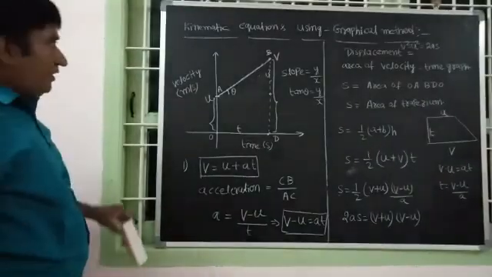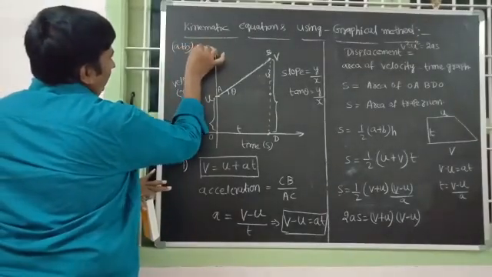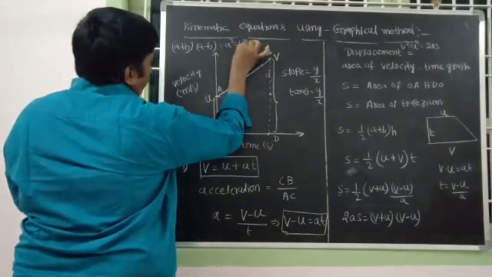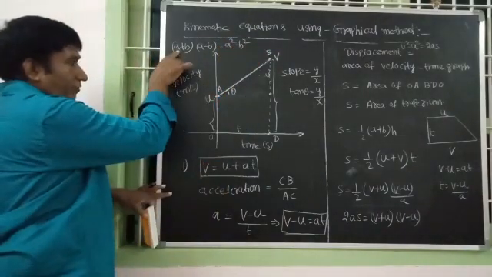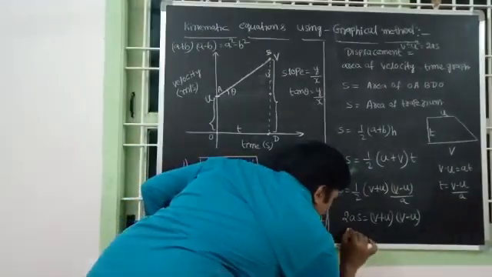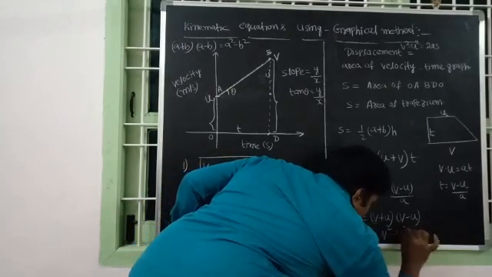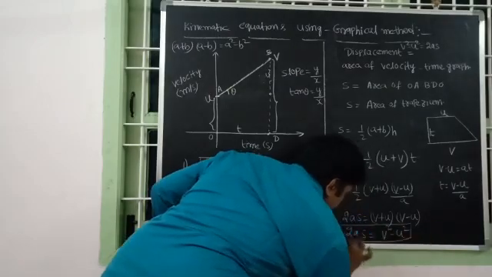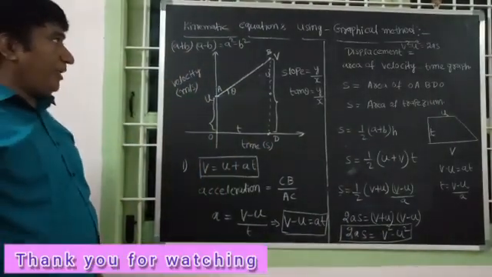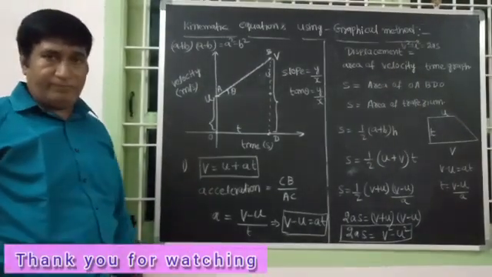If you are good in mathematics, a plus b into a minus b is nothing but a square minus b square. Instead of a, the v value, instead of b, the u value. So with the help of this, 2aS is equal to v square minus u square. These are the three kinematic equations which you have proved using the graphical method.